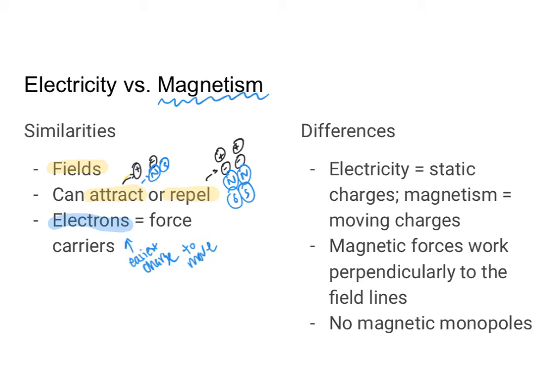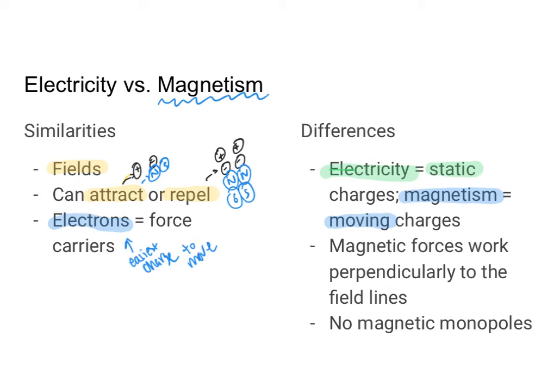So that brings us to our differences. When we talk about electricity, we are talking about static charges. So we're talking about charges that are not moving. And now electric fields can cause charges to move, but electric fields are not caused by moving charges. And that is going to be our big difference here, because magnetic fields and magnetic forces are caused only by moving charges. So if I have an electron that's standing still, that electron has an electric field but does not have a magnetic field. Once it starts moving, however, it is going to have a magnetic field as well.